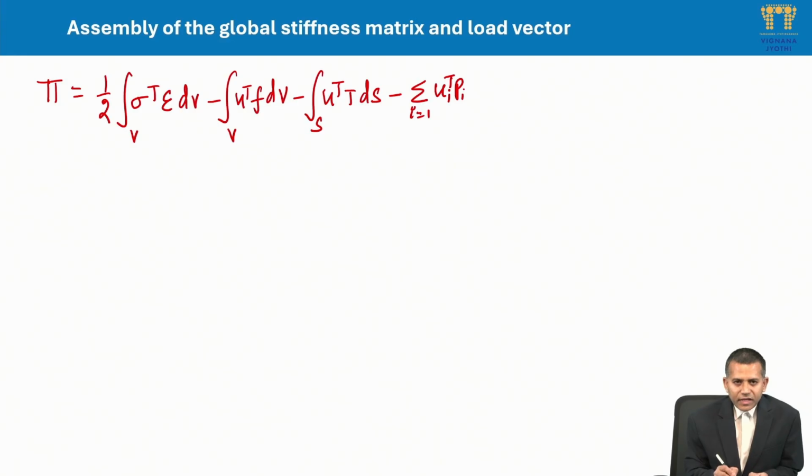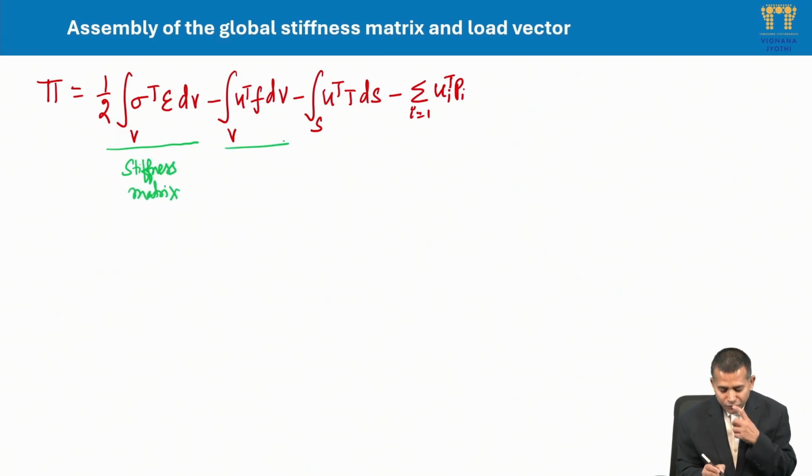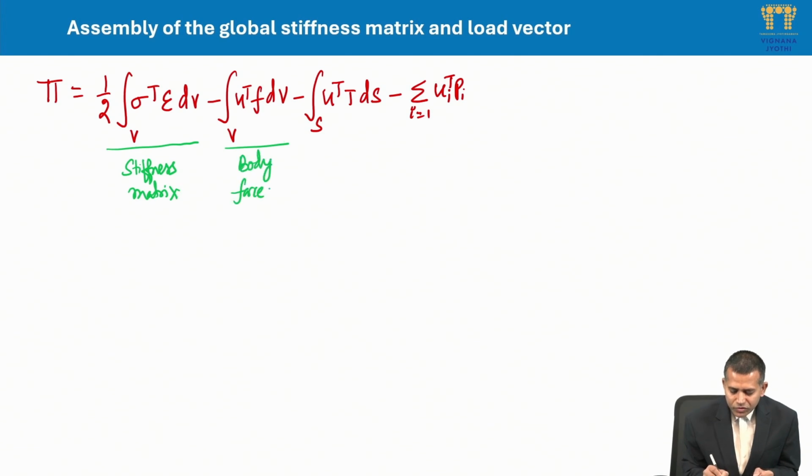So we have discussed already that from this you get the strain energy, and from the strain energy you get your stiffness matrix, right? From this we got the body force vector. From this we get the traction vector. And these are point loads.